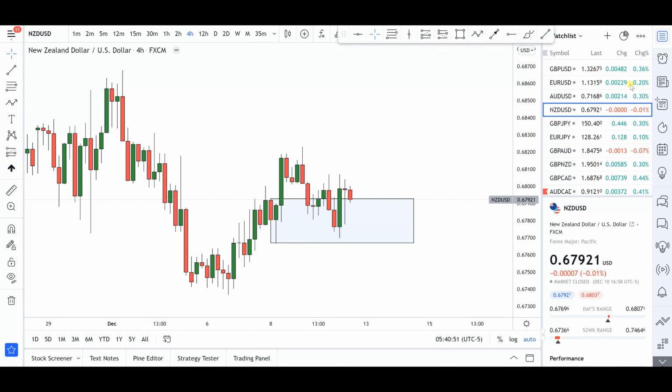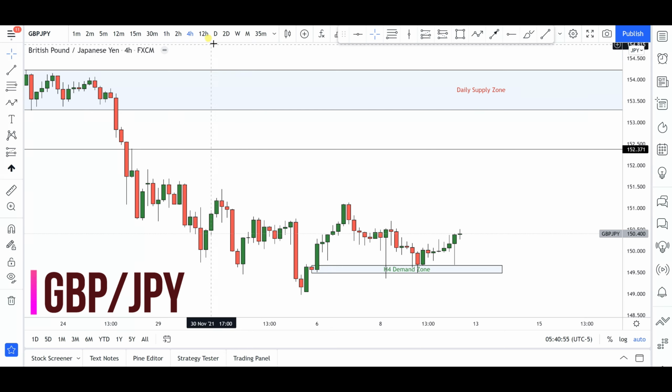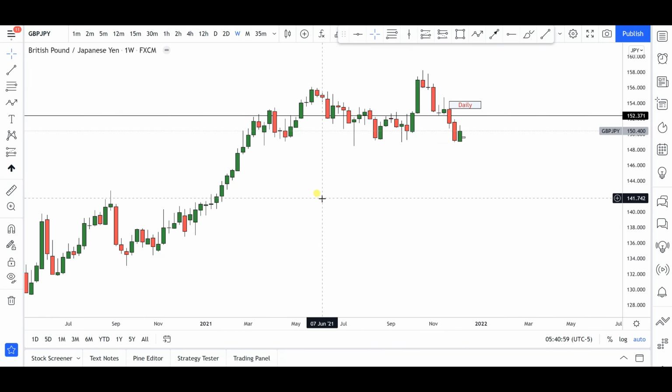Right, okay, next up is going to be British pound, Japanese yen. Now, for British pound Japanese yen, if we look into the weekly time frame, not much information, to be honest with you. It's almost like price is still building liquidity around here. You can see almost equal lows that we have in this area. Who knows? Do we get another push to the upside towards the daily supply zone, and then for price to drop from there? Only time will tell.